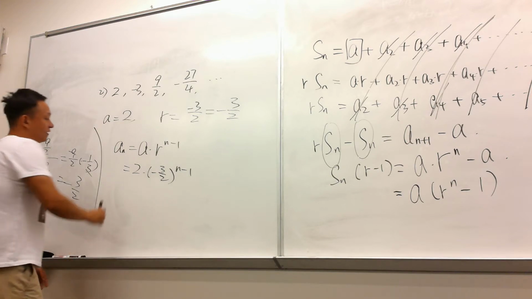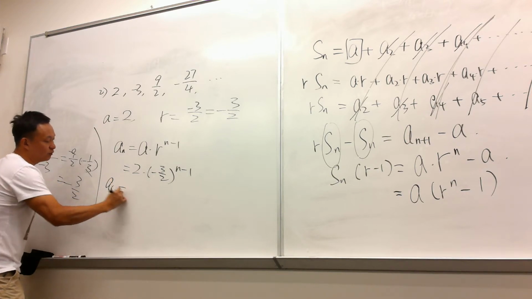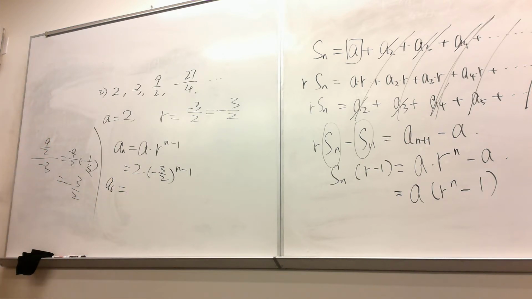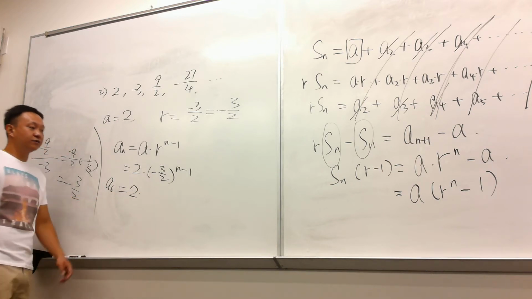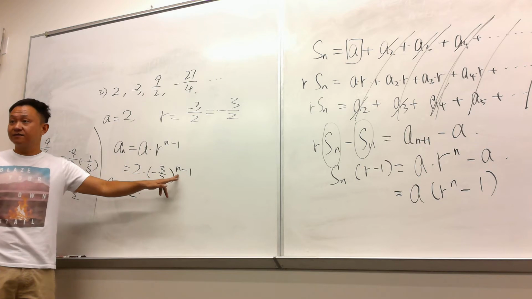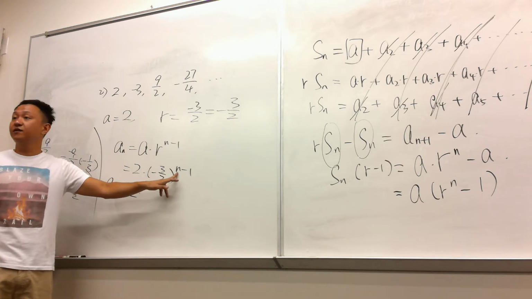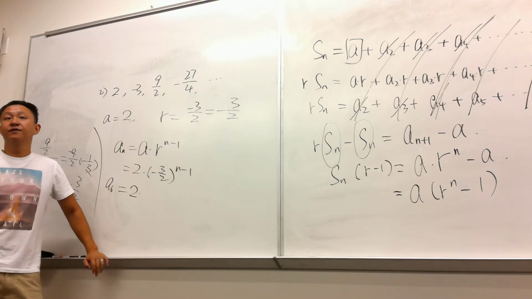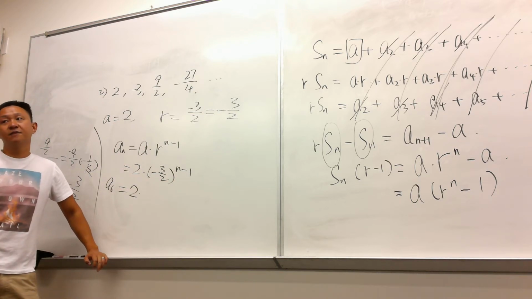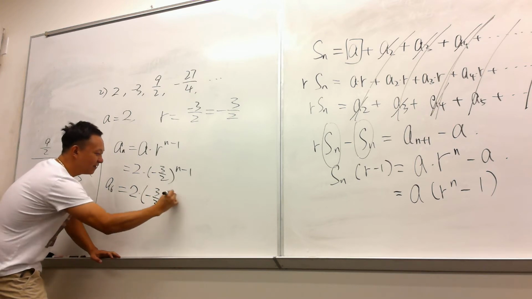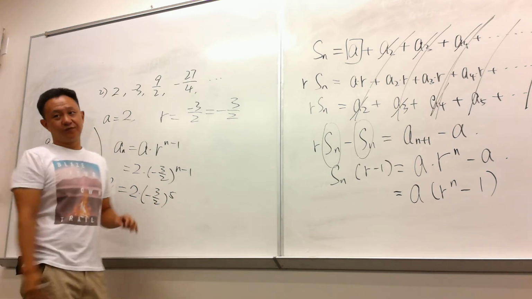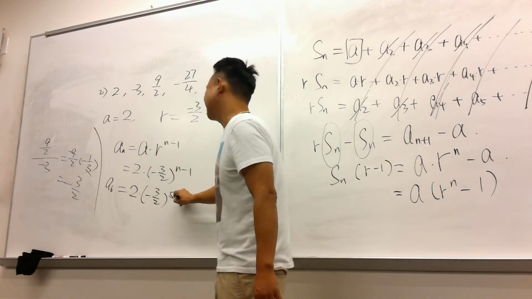Okay, and then you've got to find out what a sub 6 is. a sub 6 equals 2 times, what are you going to do? You're going to plug in n equals 6, right? And 6 minus 1 gives you 5, alright? 5, okay? And then you do further calculation because this index is not big.